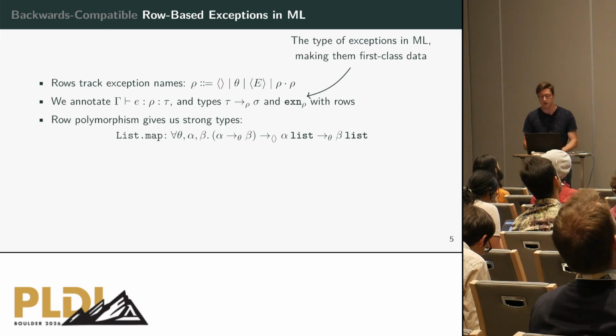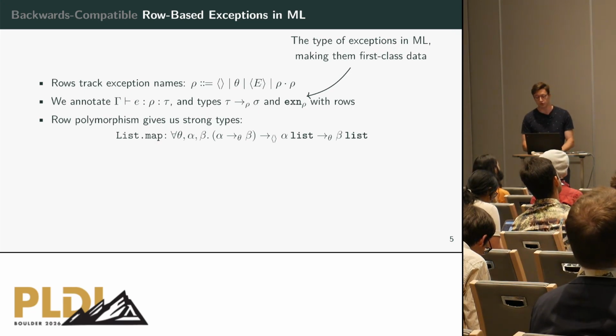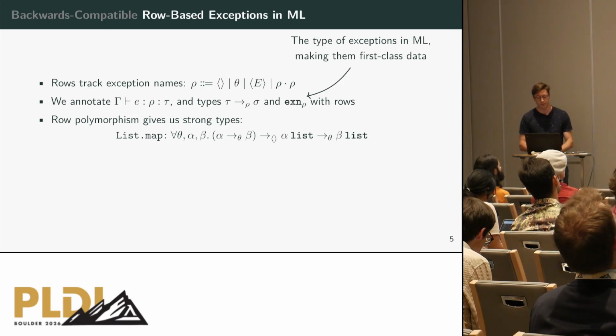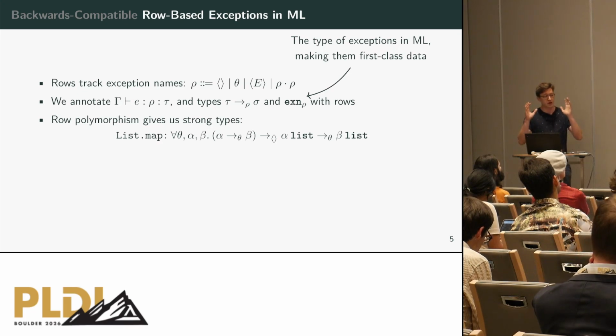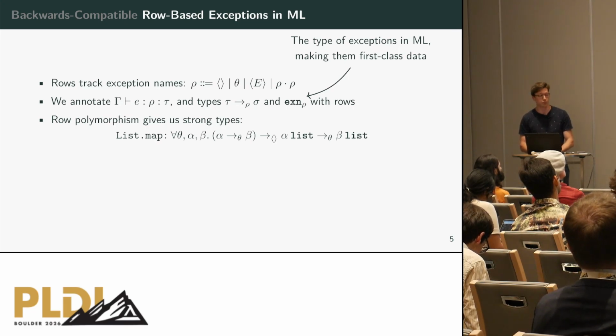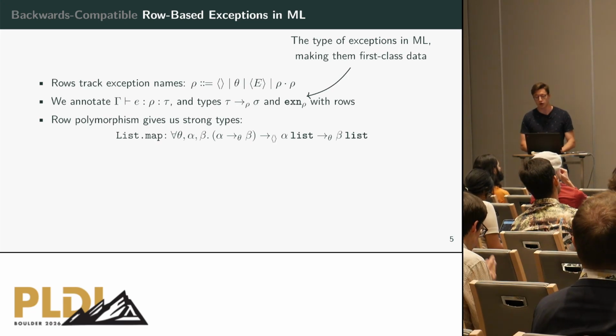And we also annotate the exception type, which is used to make exceptions first-class data in ML. And then row polymorphism gives us stronger types to track these exceptions. So for example, we can have the following type for map, which says that if we have a function which may throw any exceptions in the row, then if we map this function over a list of alpha, then the output may also throw any exceptions in the row. Now this has been done before.